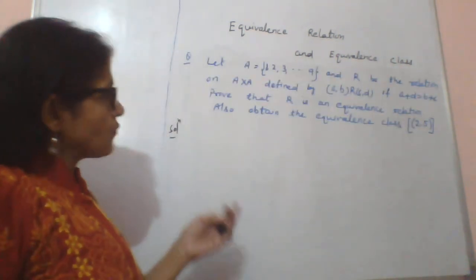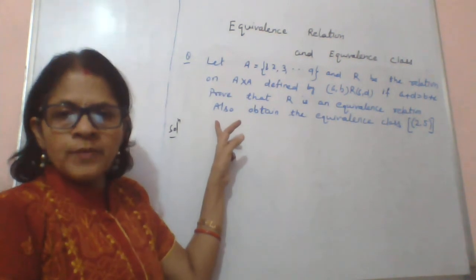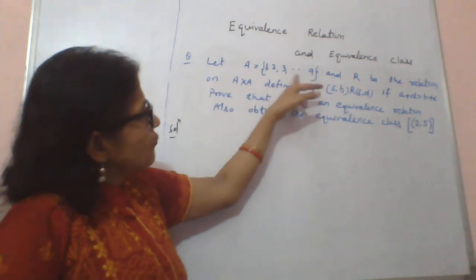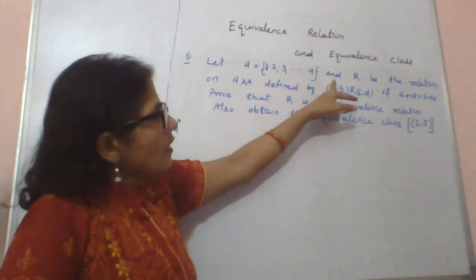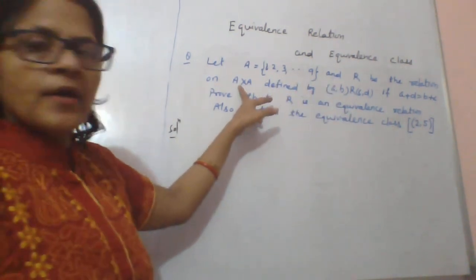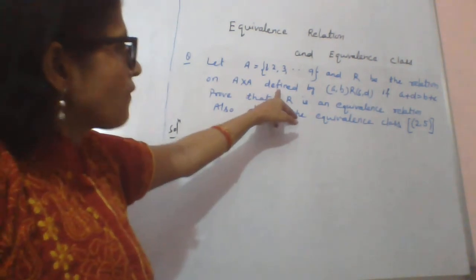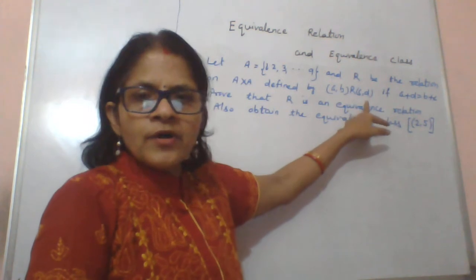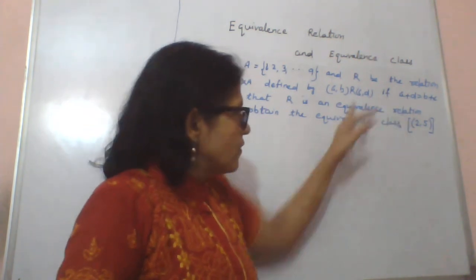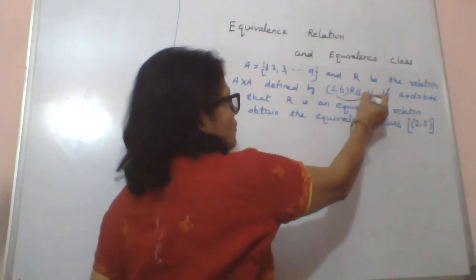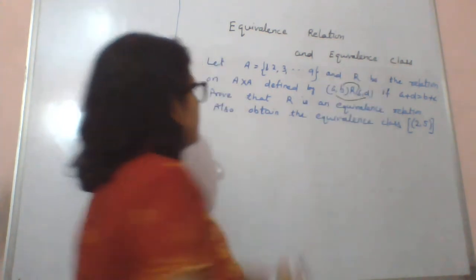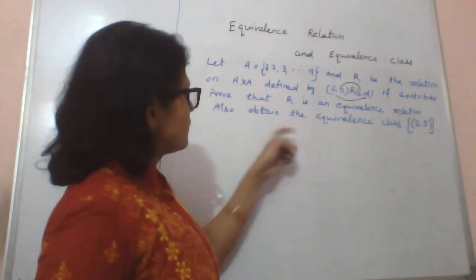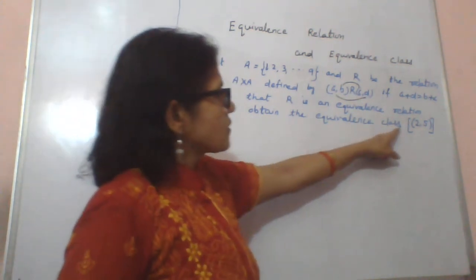So see, this is one of the important questions. It came in the 2015 board exam. We are given A equal to 1, 2, 3, 4 up to 9, and R a relation on A Cartesian product A defined by ordered pair (a, b) related to ordered pair (c, d) if a plus d equals b plus c. Prove that R is an equivalence relation. Also find the equivalence class of this.